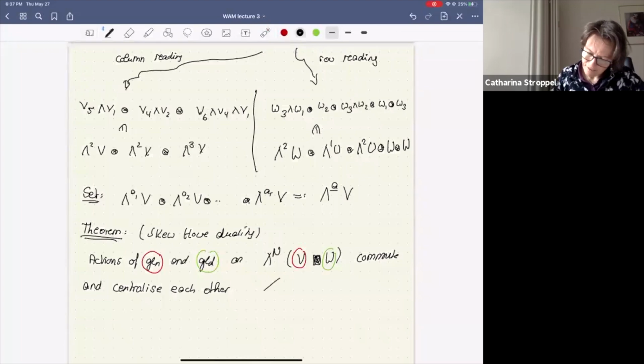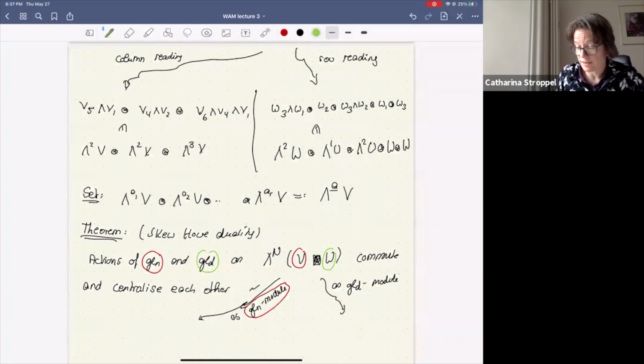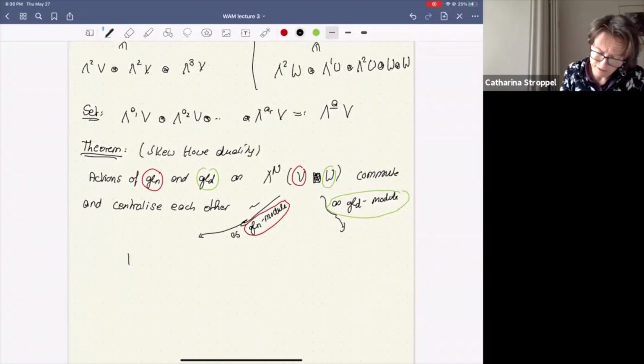thing. When I want to understand this thing as a module for the red thing, as a GLN module, or a representation for GLN, so this is for the red version, respectively for the green version, as a GLD module. Then I can ask the question, how does it decompose? But decomposing in irreducibles is not so nice. But what is beautiful, you can decompose it not in irreducibles, but in this tensor product of wedges, like this, where I sum over all A.